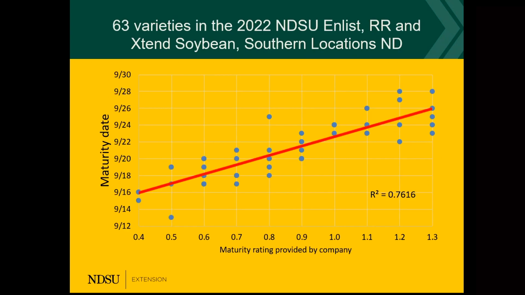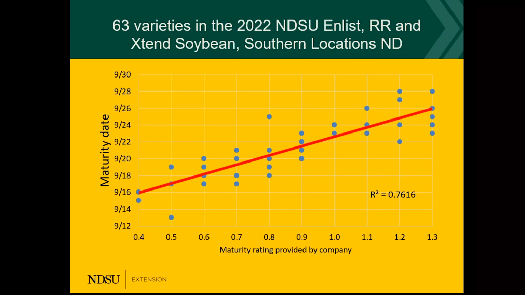Now I'm going to talk about another aspect, why we can maybe pick up a little bit of yield, and that is looking here at the maturity. So what I did here, I took a trial at NDSU in the southern locations, and I could have done it for any other. This is just for an example. So these are the varieties that were entered into the trial, and on the bottom you see the maturity rating by the company. So if you look here at the dots, and on the left is the maturity date.